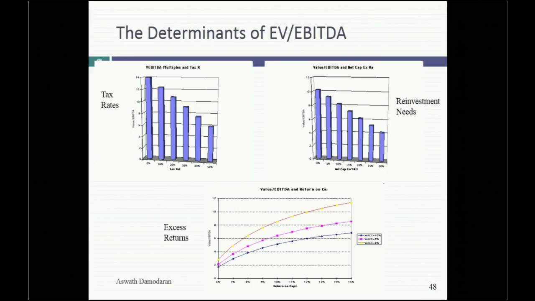Second, holding all else constant, if I increase my reinvestment to get the same growth rate, my EV to EBITDA collapses. It's no surprise that EV to EBITDA multiples are lowest in sectors which have horrible returns on capital, but companies keep putting money back into the business. You know why they're targeted by private equity investors? What they do is they buy it at the low EV to EBITDA. The market is factoring in the huge reinvestment, the low return on capital, and they say, well, there's nothing that tells me that I have to keep reinvesting in these businesses.